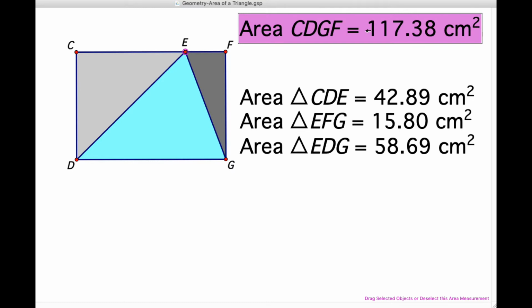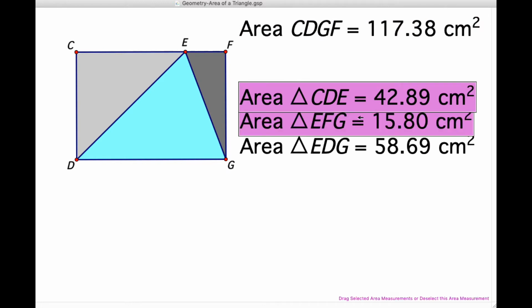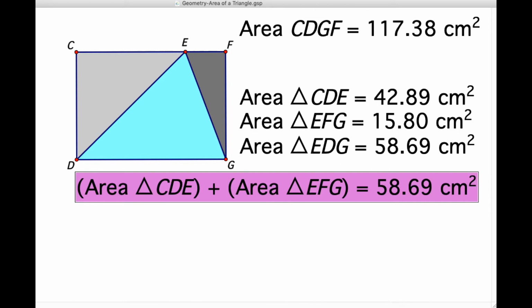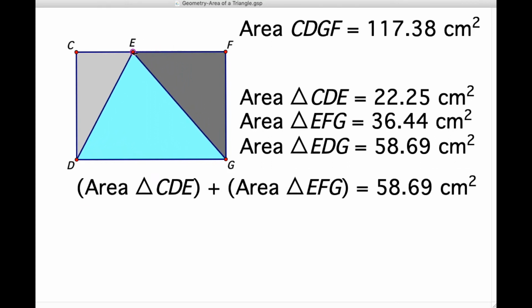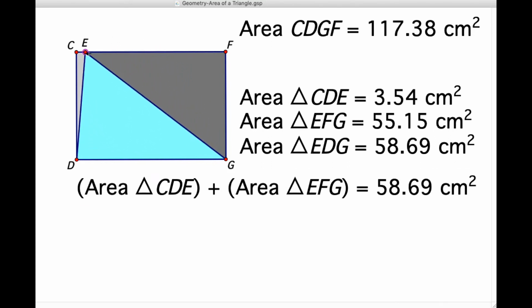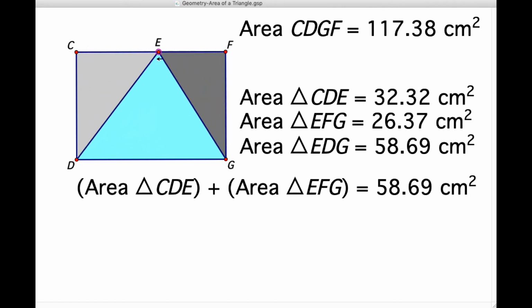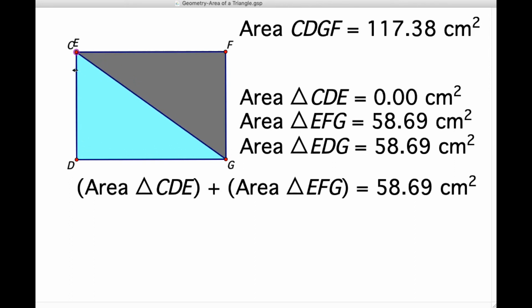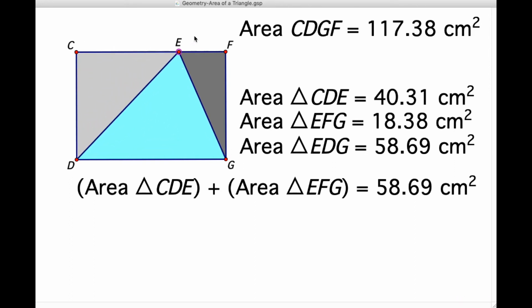And once I know that, then I start to find some curious things. What if I looked at the sum of triangle CDE and the triangle EFG? What would that sum be? And I find out that the sum of those two triangles is equal to the area of the third triangle. And no matter what I do, no matter where I manipulate this point E, the sum remains constant as well.